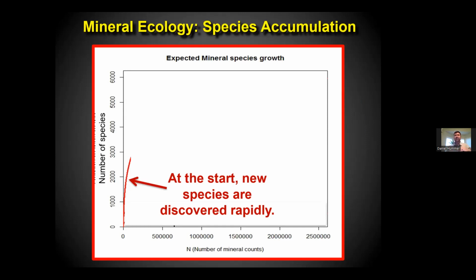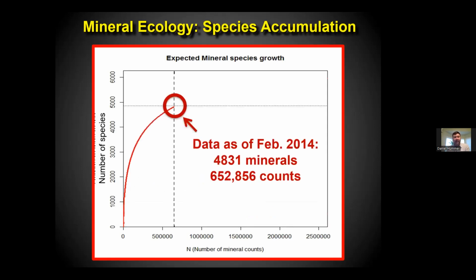But as you continue going to another location, and you start noticing, okay, here's a mineral at this location, here's a mineral at this location, you start overlapping, you start repeating observations more and more frequently, and therefore you're discovering new mineral species less frequently. Okay, so that process slows down.